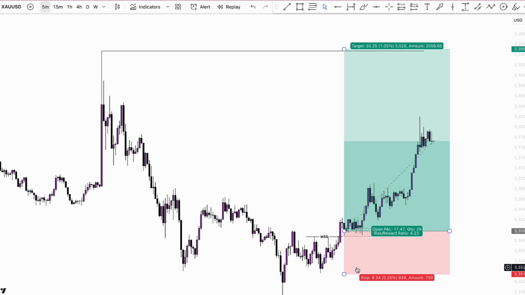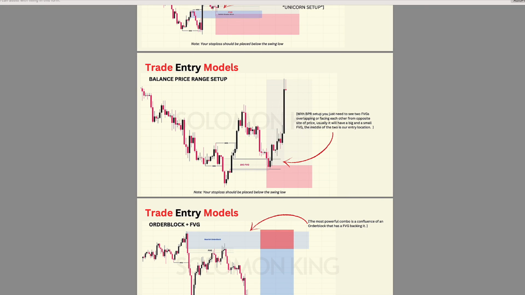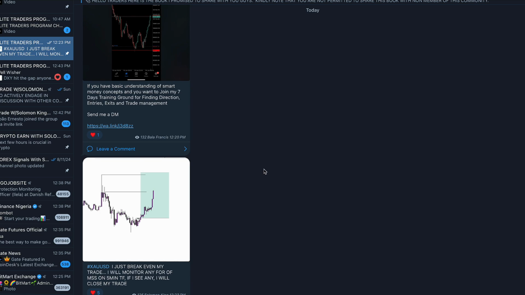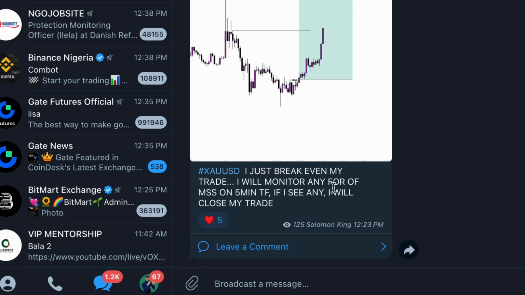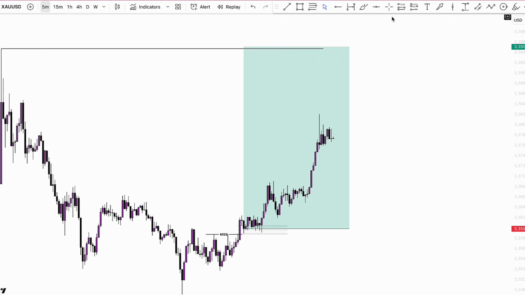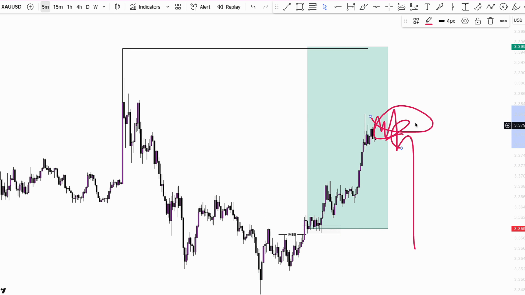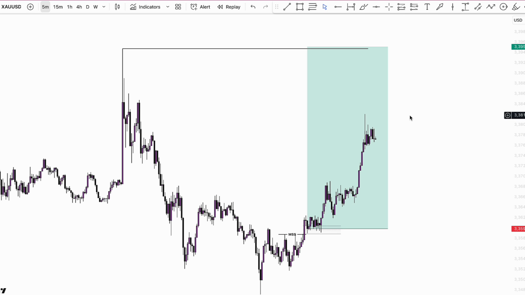As it is currently, I'm at break even, and I've already told my community guys that I will be closing my trade in case I see some funny reaction. I said I would just break even my trade. I will monitor for any market structure shift on the 5-minute time frame. If I see any, I will close my trade. If I see a shift in market structure here, something like this, it means price is going to come down, so I will close my trade here. That is how I took the trade. But if there is none, I will allow price to keep on going in my direction. That is how easy and simple it is to take a trade using the smart money concept.